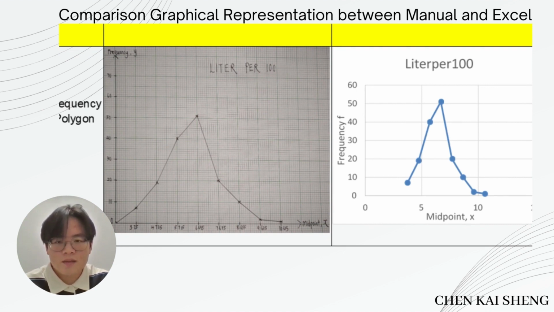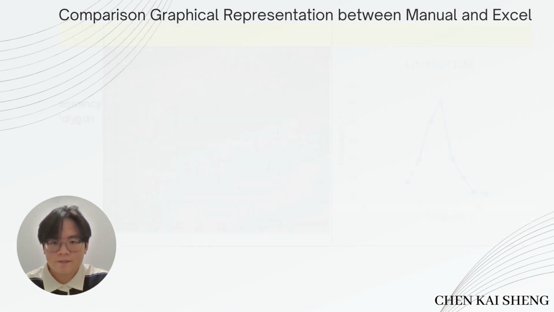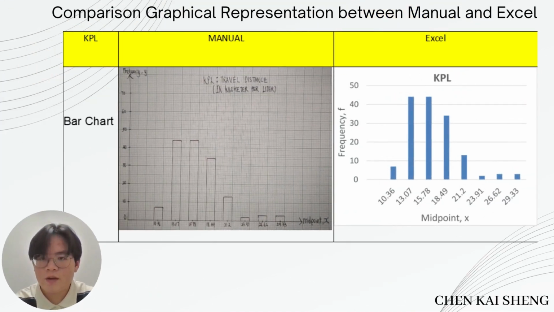In this slide, we can see the graph is the frequency polygon for the liter per 100, and we can see these two graphs are exactly the same. In this slide, we also have to do a comparison between the graph that we drew manually and the graph that we created by Excel. Here we can see two graphs, which are the bar chart for KPL, and the graph that we drew manually is exactly the same as the graph that we created by Excel.